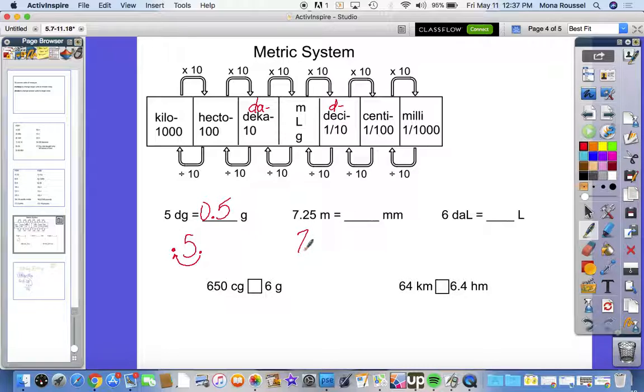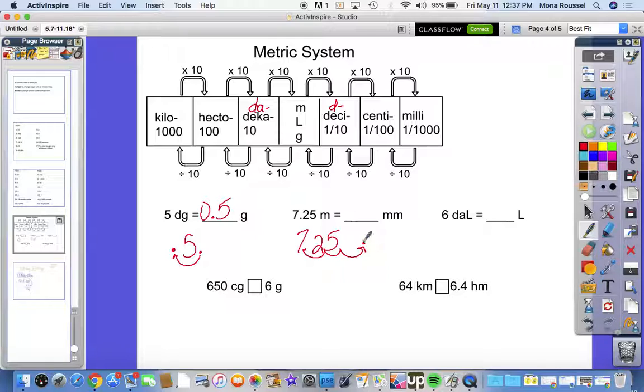In the second problem, we're starting with 7.25 meters, and we're converting to millimeters. So we're starting at meters, and we have to get here to millimeters. So if we're starting here, we would have to move 1, 2, 3 times to the right. Since we had to move 3 times to the right on our chart, that tells us that we're going to have to move the decimal 3 times to the right in our problem.